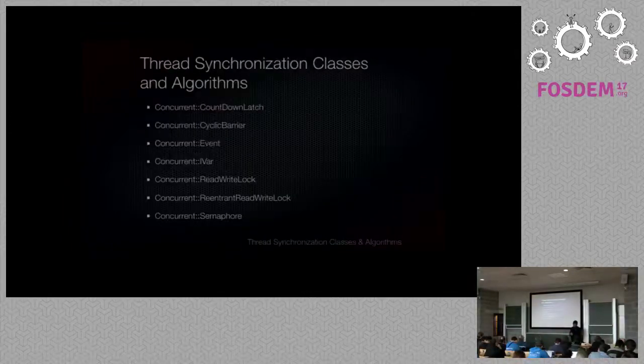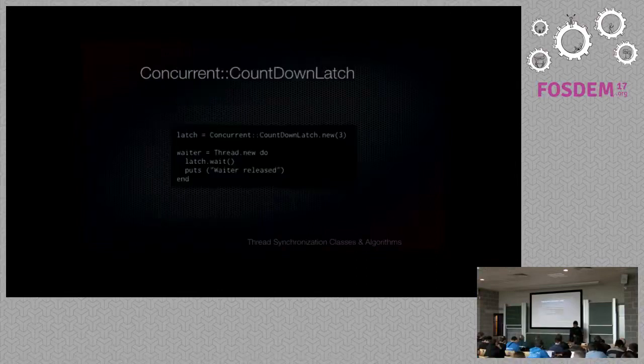So the next set of concurrency abstractions is thread synchronization classes and algorithms. So we have countdown latch, cyclic barrier, event, ivar, read write lock, reentrant read write lock, semaphore. So countdown latch. This is also interesting. If there are 2 threads or more than 2 threads who want to synchronize and wait on each other, we can use countdown latch. The thread will wait.